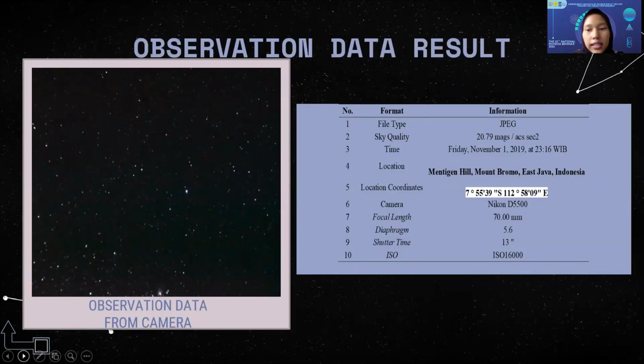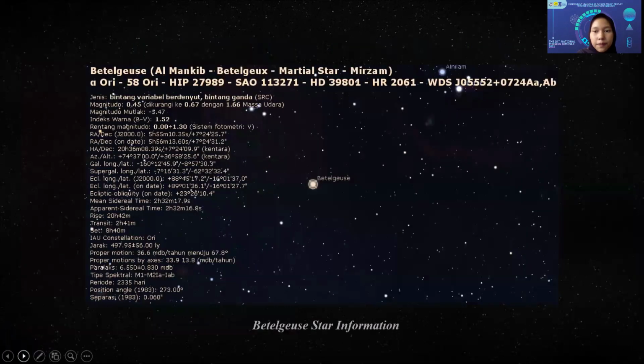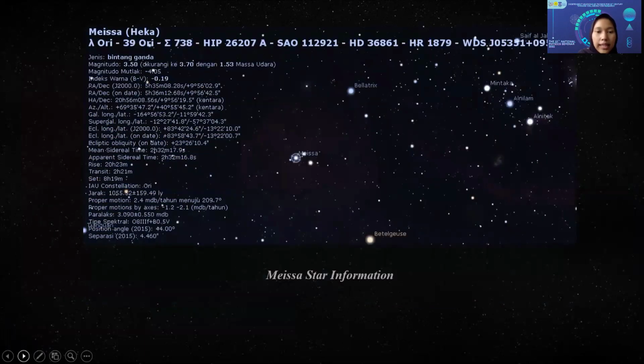And there is an observation data result that we had from the camera. This is the Betelgeuse star information from the Stellarium application. And this is the Mesa star information from Stellarium too.